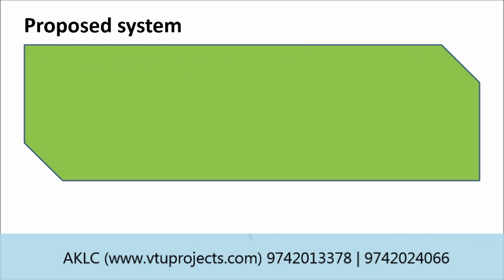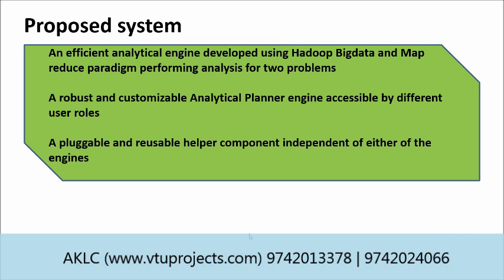So let's speak about the proposed system. We are going to propose three main components in our project. The first component is an analytical engine. So the analytical engine we are going to develop, right? We are going to perform three types of analytics through this engine. One is the frequency count: given an input file, we find out the word by word repetition count.